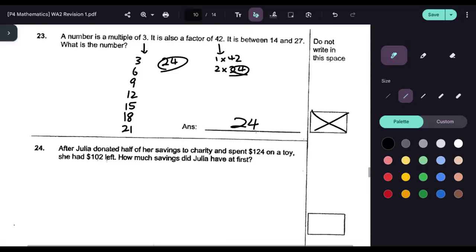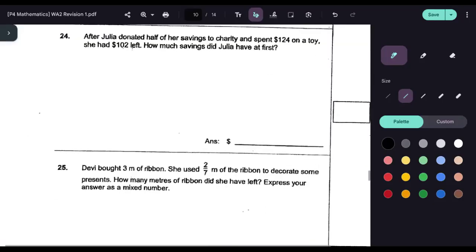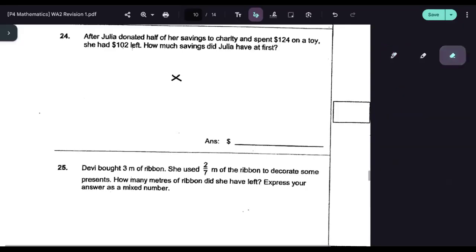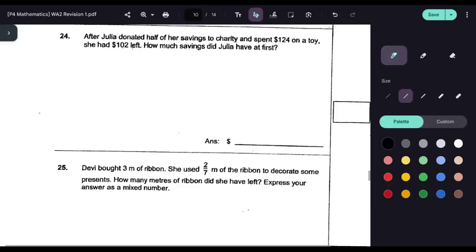Simple. Okay, next one. After Julia donated half of her savings to charity and spent $124 on a toy, she had $102 left. So, for this one, how much did she have? It will be 102 times 2. So the first thing you need to do is tell me how much she had before she went to buy the toy.